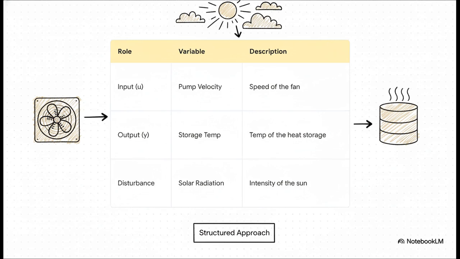So what's so cool about this is how we can take a complex, real-world thing, like this house, and translate it into the language our model understands. The fan speed, that's our input. The temperature of the storage unit, that's our output. And the sunlight, that's a disturbance that we can actually measure and factor into our equation. It's this kind of structured thinking that lets us use that powerful linear model we just talked about.